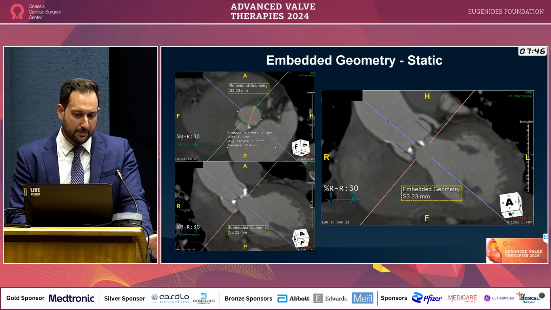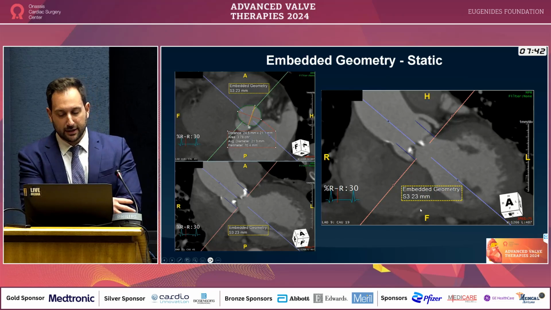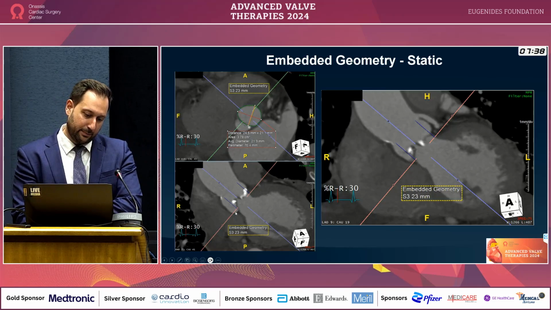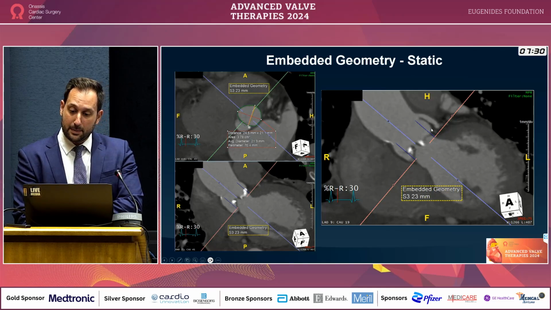Obviously, we use the embedded geometry. We simulate a 23 millimeter S3 valve there, and this is, again, the height of deployment based on the non-coronary sinus. You see that the valve is actually a little higher than the hinge point of the leaflet. But when we look at the left main, this height of deployment looks good.